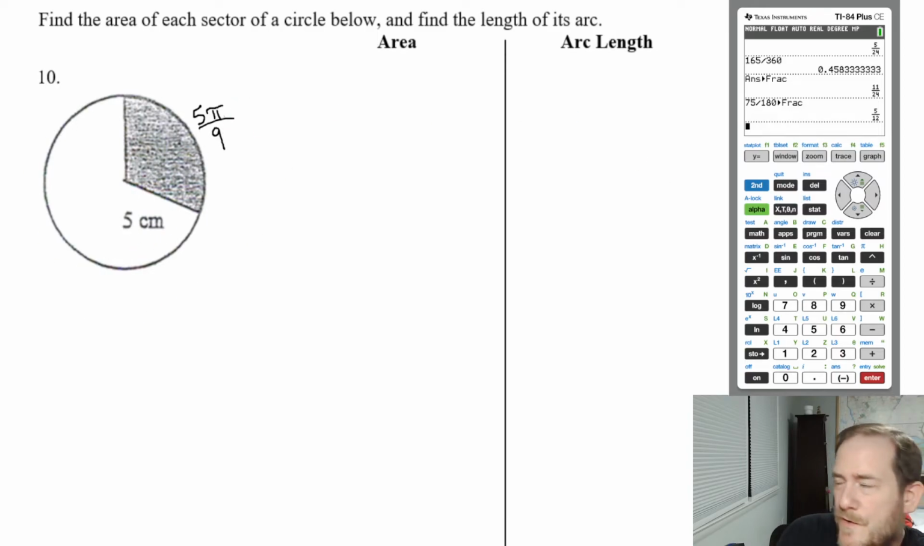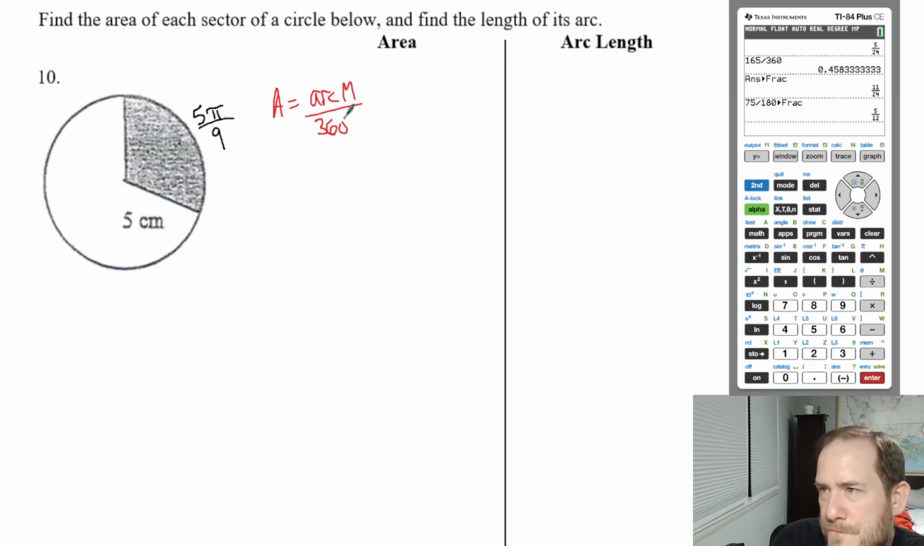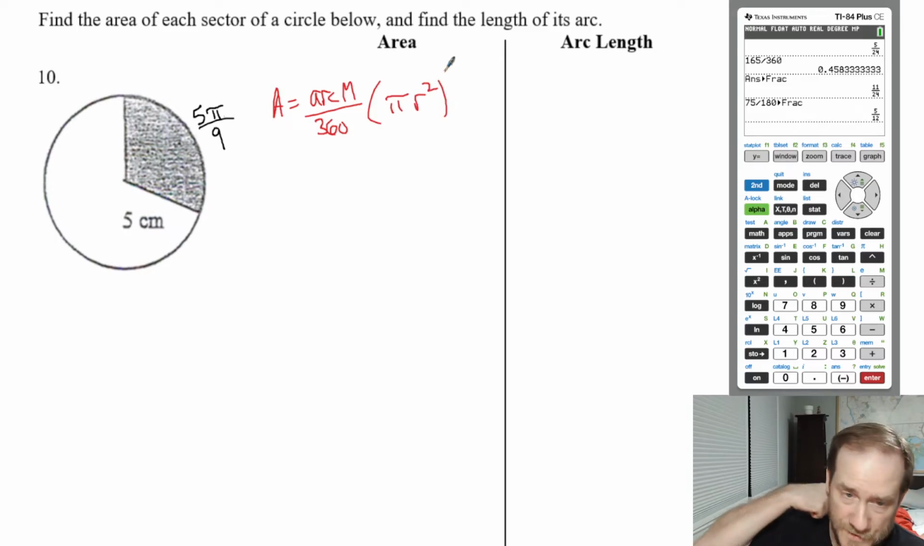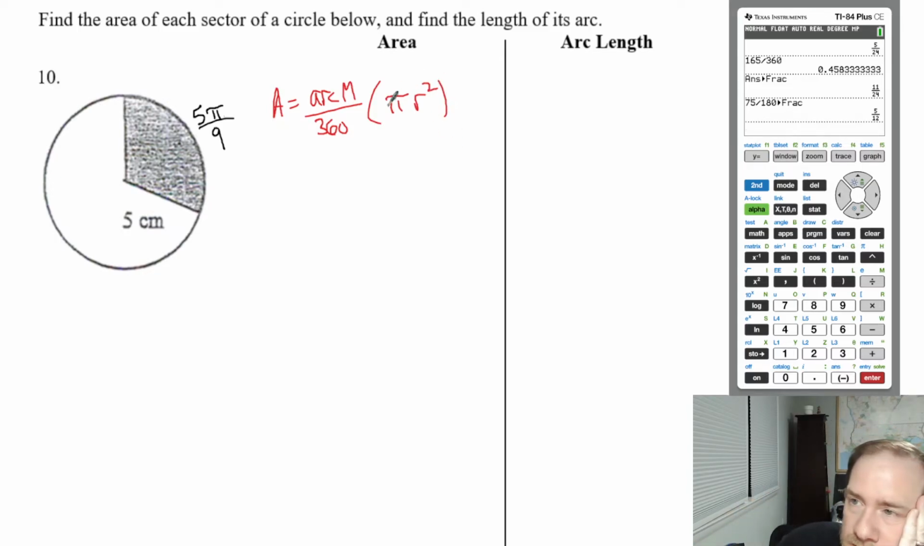Okay, so now, knowing this is radians, how do you change up your game? You kind of don't. You know that area is still what? Arc measure over 360 times pi r squared. Alright, well, the arc measure is this radian measure, right? So you'd plug that in, 5 pi over 9.